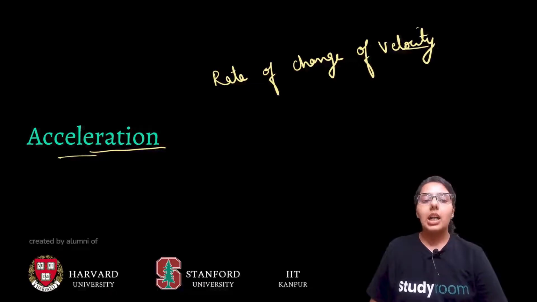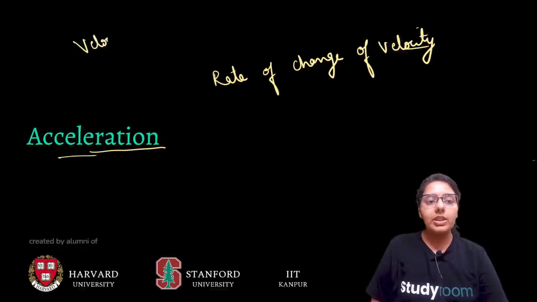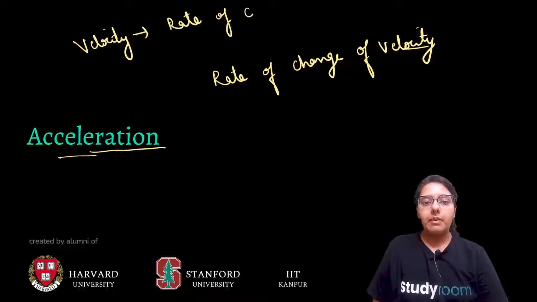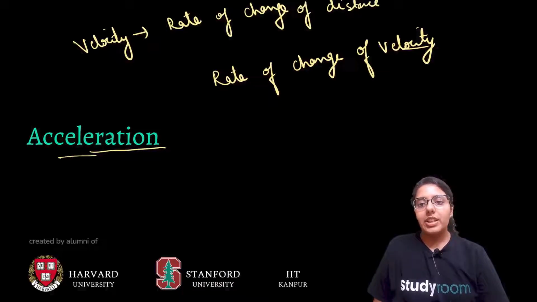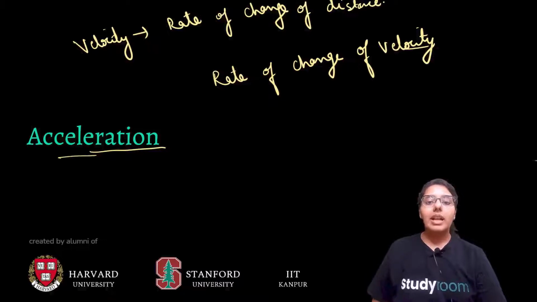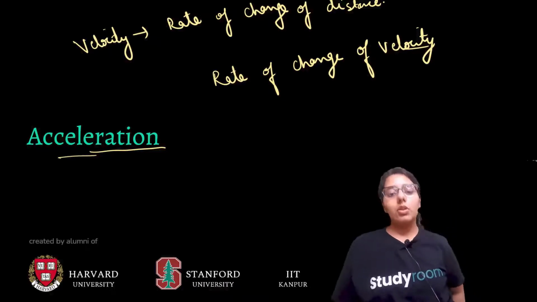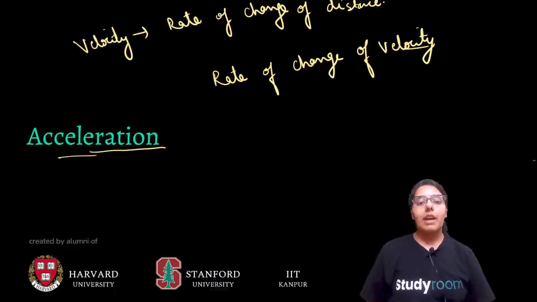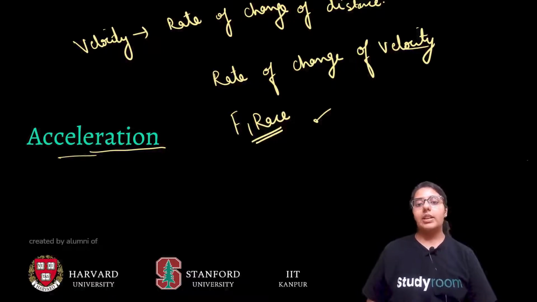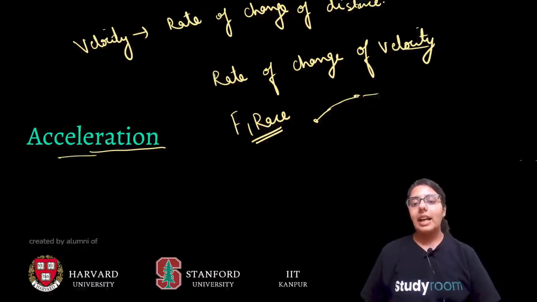Okay, so just like our velocity was rate of change of distance, right? When we were talking about velocity, we were talking about change in position. When we are talking about acceleration, we will be talking about change in the velocity. Have you all watched F1 race? There, the velocity, the speed and the direction of the racers is changing continuously, right? So that is an accelerated motion.